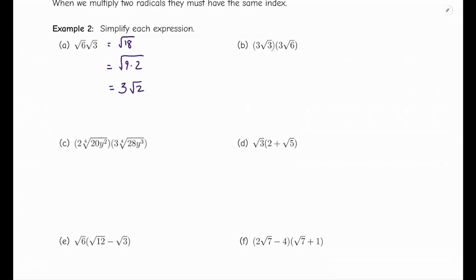Now here, I'm going to use the commutative property of multiplication just to flip-flop these. So it becomes 3 times 3 times the square root of 3 times the square root of 6. So we get 9 times the square root of 18. The square root of 18 we already know is 3 square root of 2. And then 9 times 3 is 27 square root of 2.